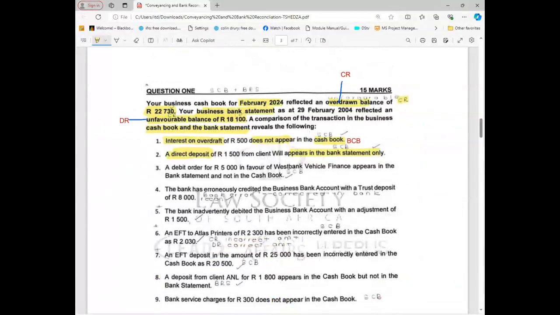They didn't give us more information. It's only on the bank statement. Meaning we must go and update what now? We must go and record under which book? The cash book. Yes, the cash book. So we must also go to the cash book for this one.